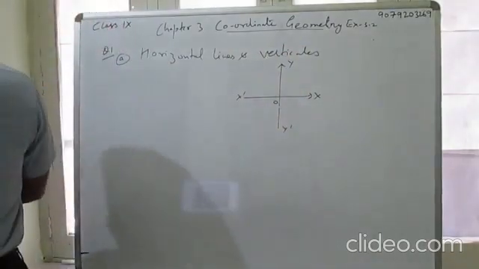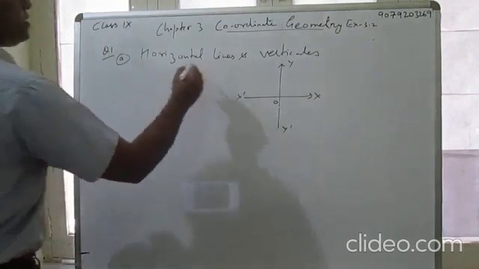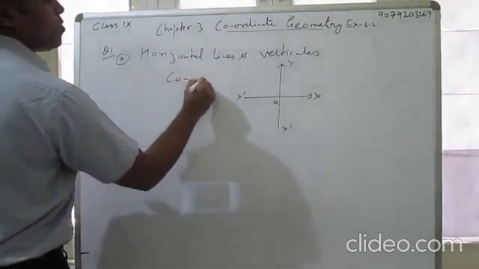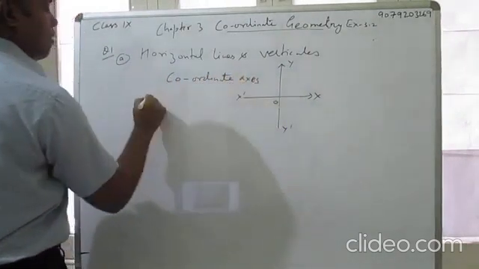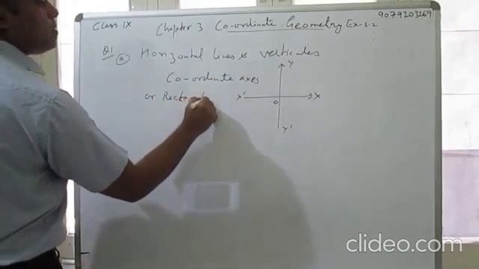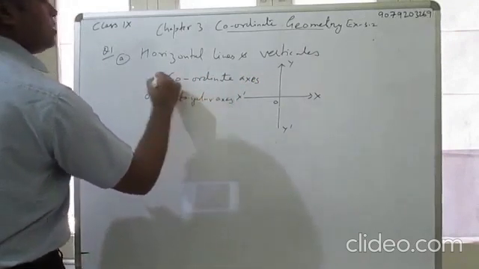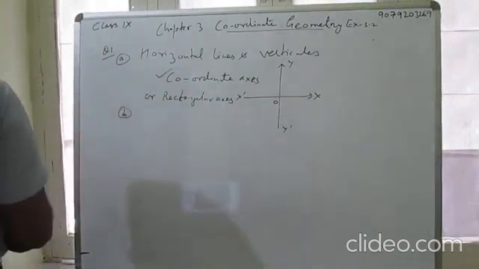What do you call this? Drawn to determine the position of any point, this is called the coordinate axis, or you can say the rectangular axis, coordinate axis.